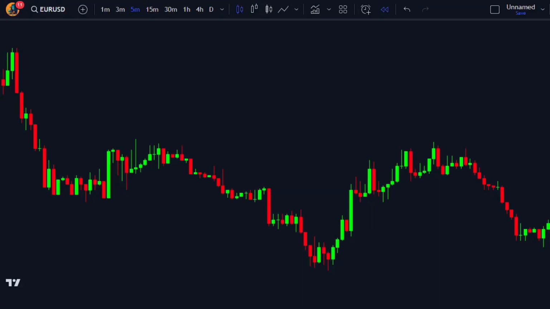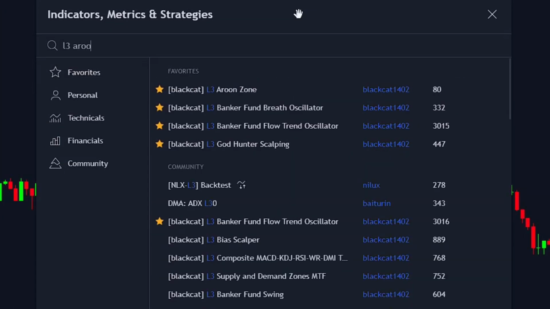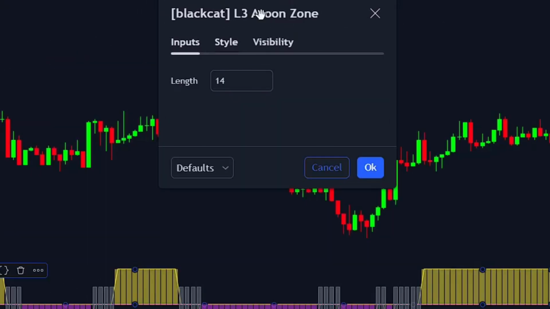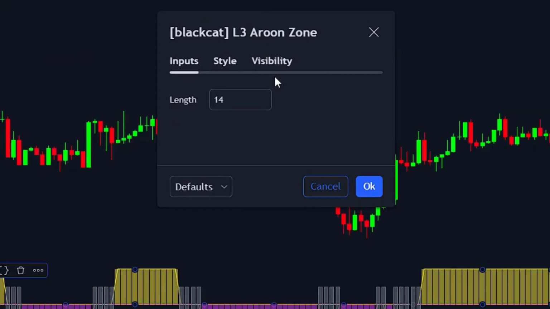Let's dive in. First, head over to tradingview.com and open any chart you like, any market, any time frame, it's all up to you. Let's start by cranking up our trading game with our first secret weapon. Go to TradingView's indicator section and grab the L3 Aroon Zone developed by Black Cat. This tool helps us identify trends and spot the perfect entry points for trades.